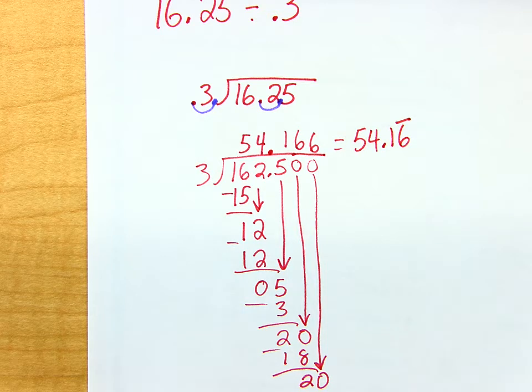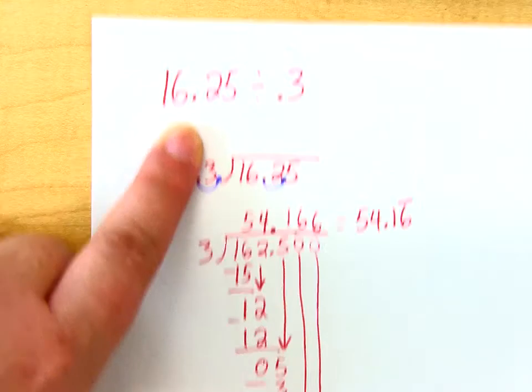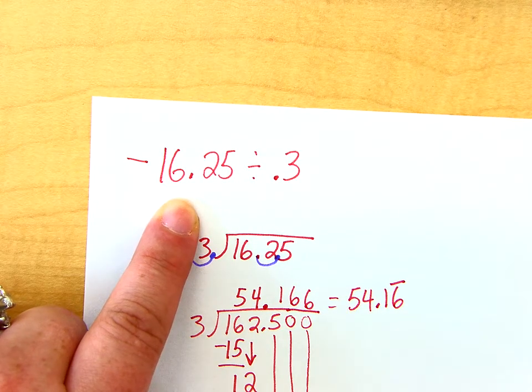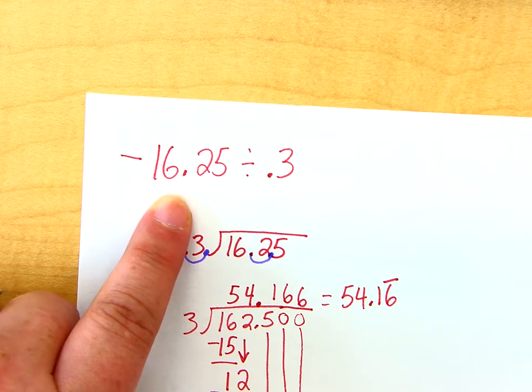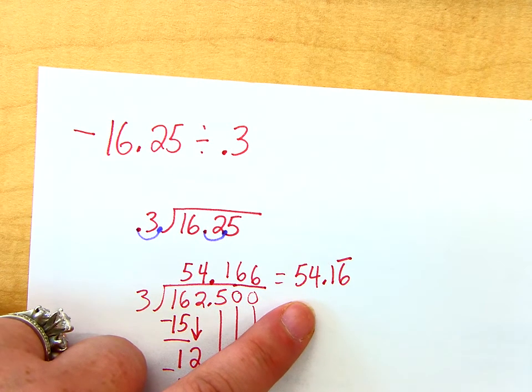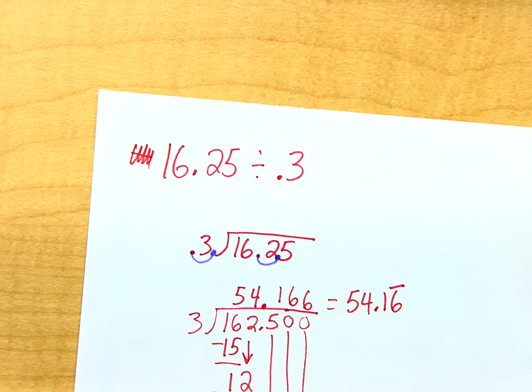The only way I can make this harder is by throwing in signs, some positive, some negative. Let's say I made this problem negative 16.25 divided by 0.3. How does it change my answer? It just makes my answer negative. So changing the signs just means you have to pay attention and make sure that your answer matches. But you do the math all the same way.